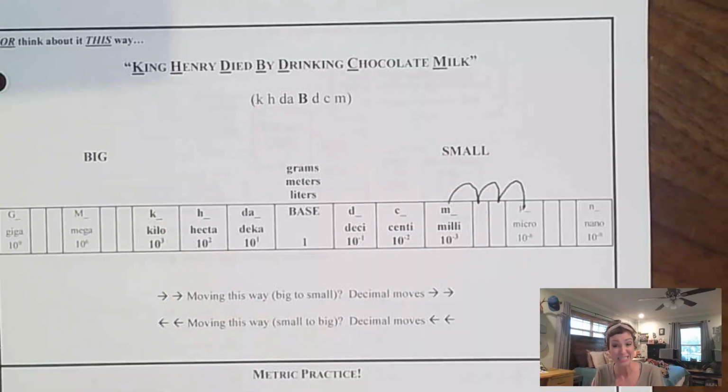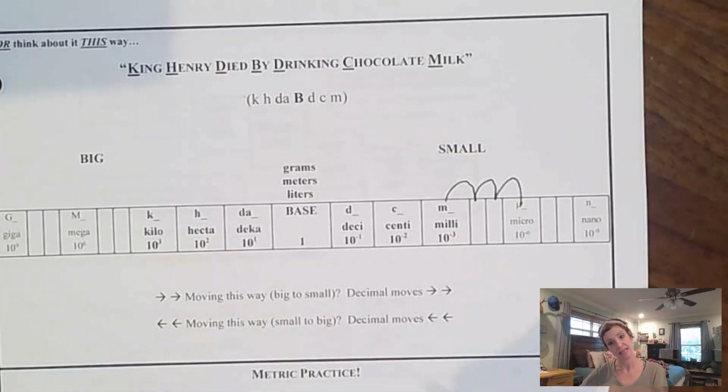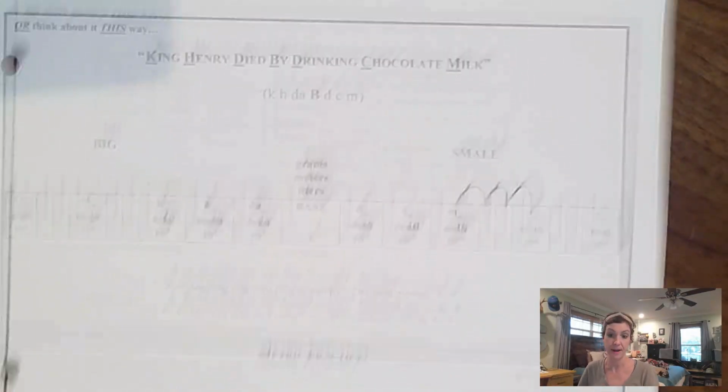So that's important to keep in mind. Okay, so the theme here is we're just moving the decimal. Moving this way, big to small, decimal moves that way. Moving this way, small to big, decimal moves that way. Great, that's fun. Let's practice.